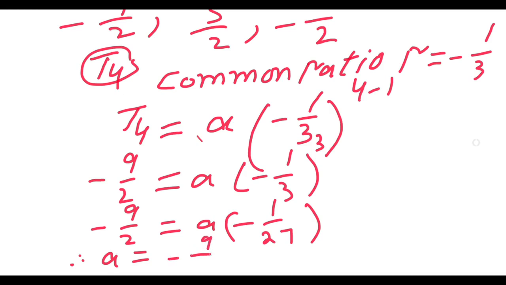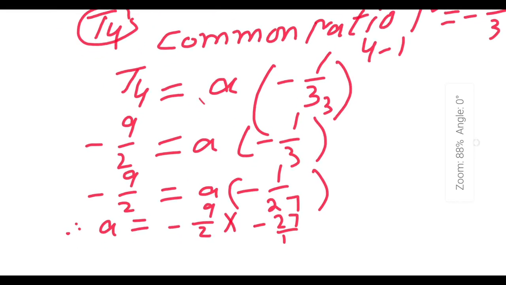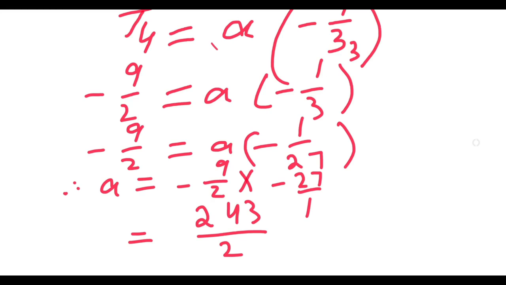negative 9 over 2 multiply, this is going to be invert now, negative 27 over 1. Negative 27 over 1, because when I switch over this side, this one become negative 27 over 1. So I use my calculator. The answer is 243 over 2.